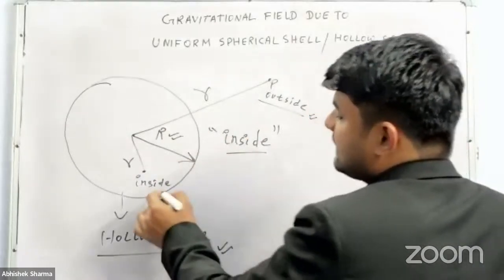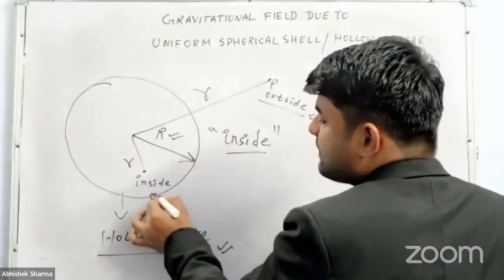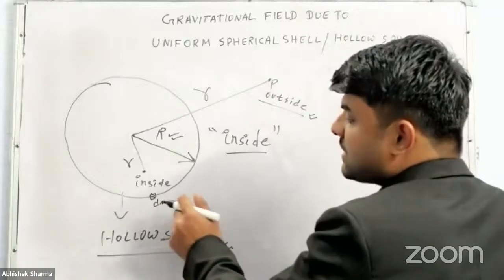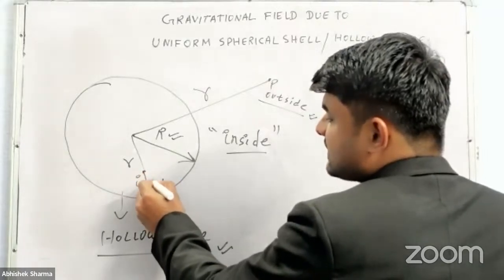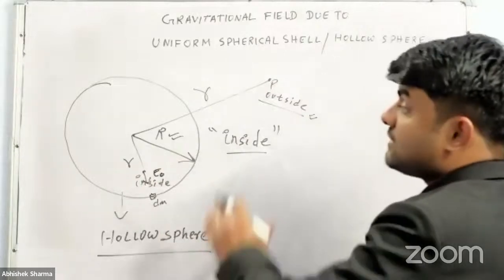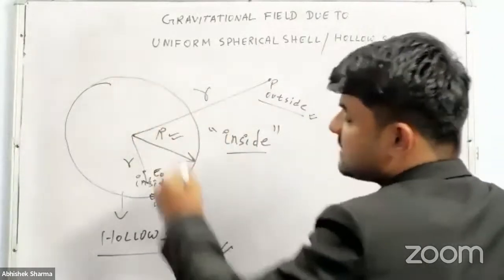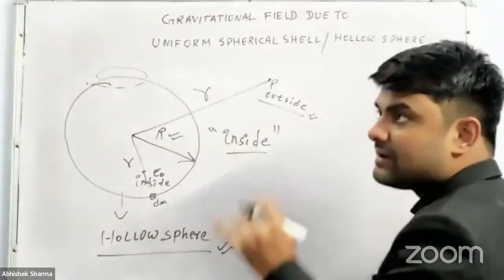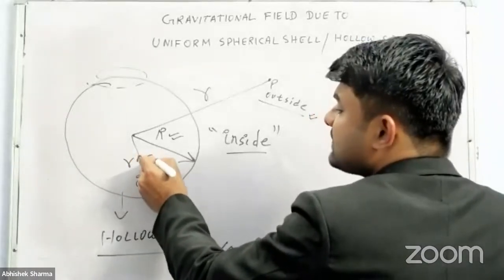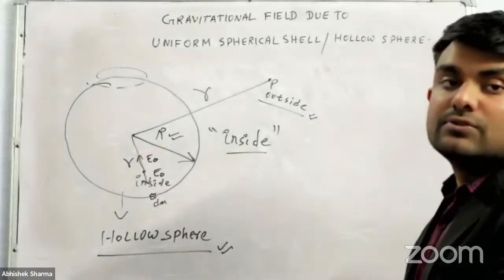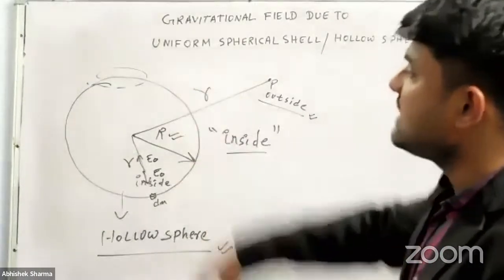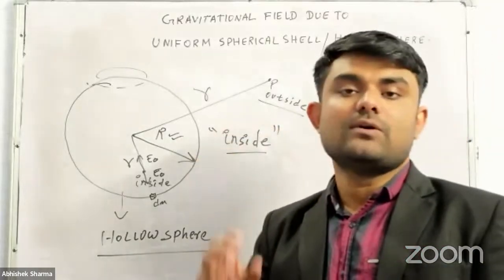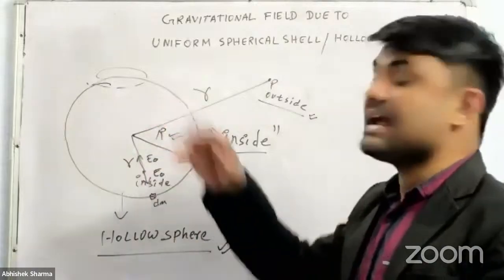You will find that the gravitational field intensity due to this infinitesimally small mass dm, if suppose it is attractive, is something like E naught here. You will find that due to some other masses which are opposite to this, somewhere here, they will generate a gravitational field intensity which 100% cancels this E naught. So for the inside portion of the uniform spherical shell or hollow sphere, the gravitational field intensity always goes to zero. Why? Because there is an anti-effect.